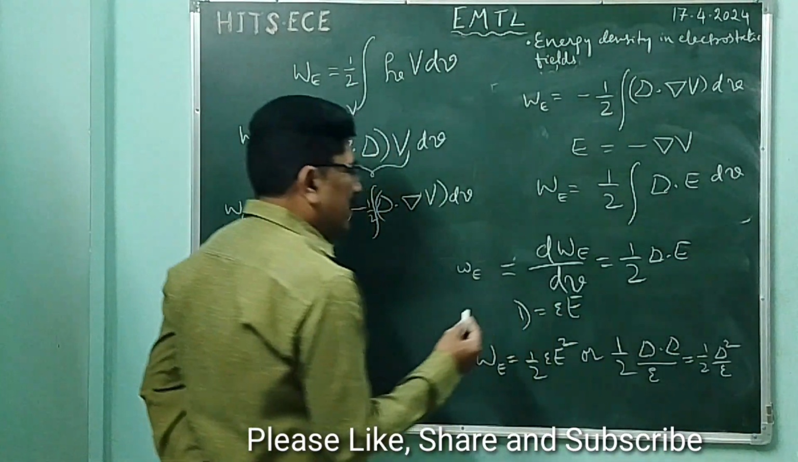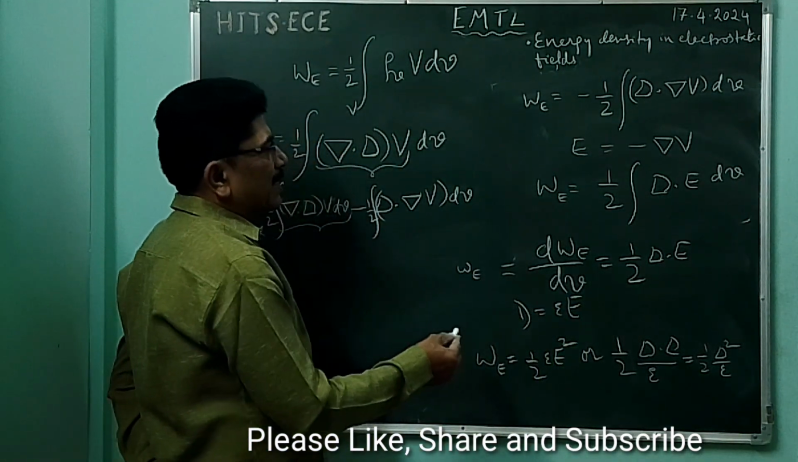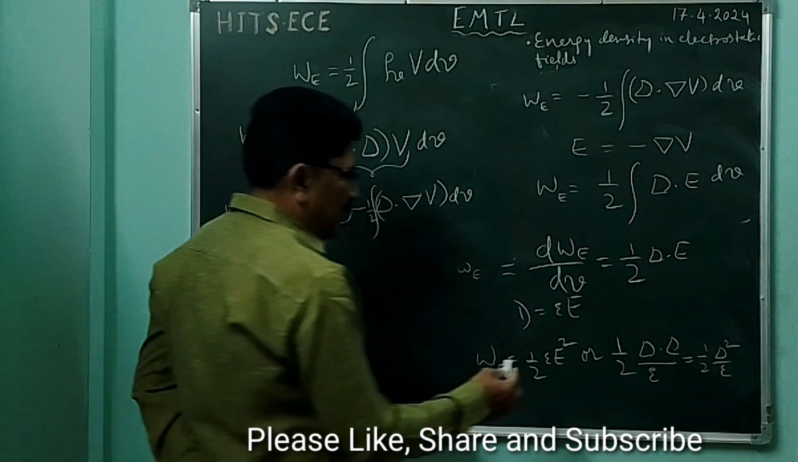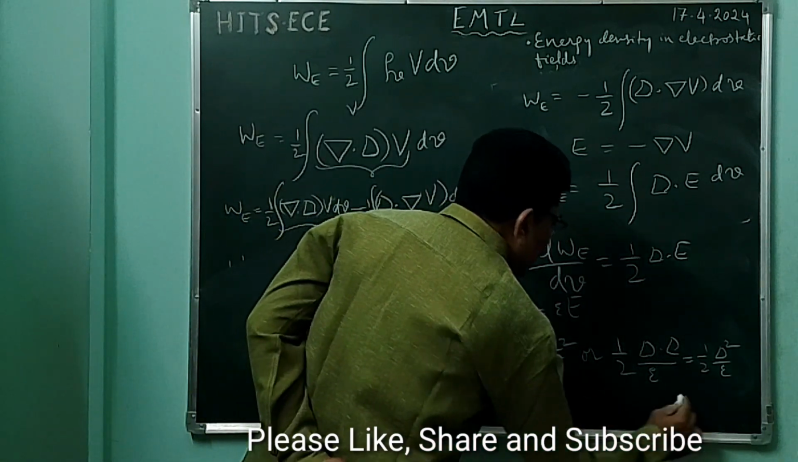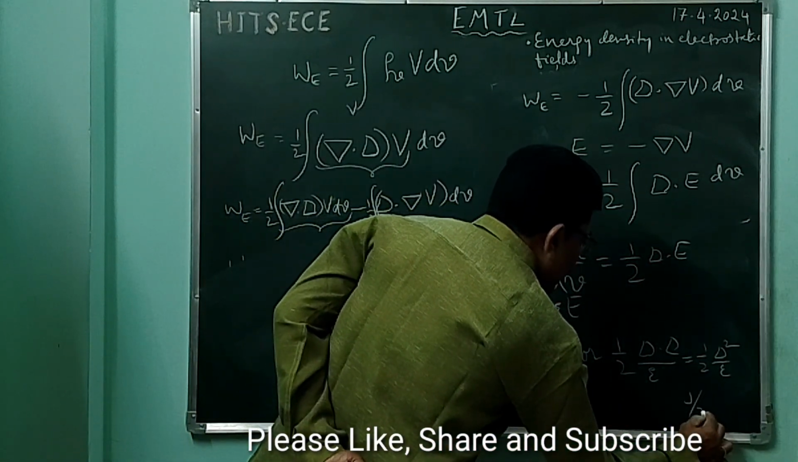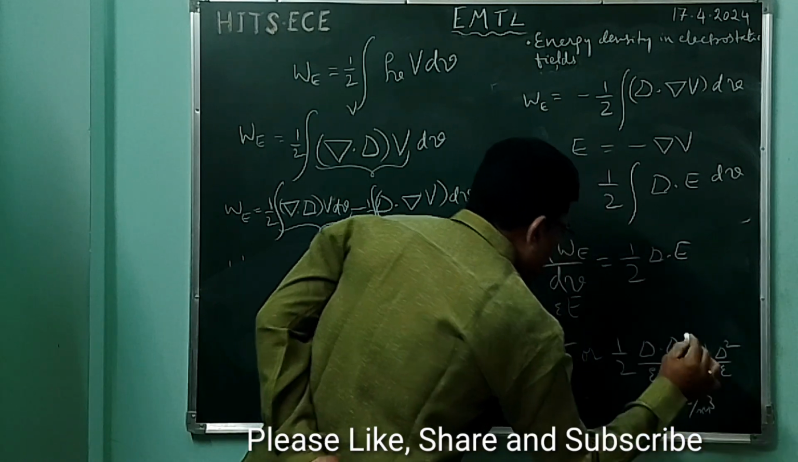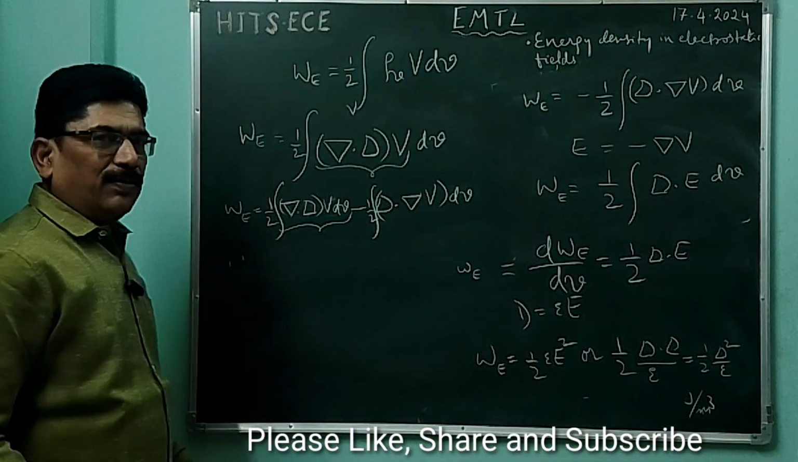The energy is measured in joules. So energy density will be joules per unit volume. So units are joules per meter cube. We'll do one numerical on this.